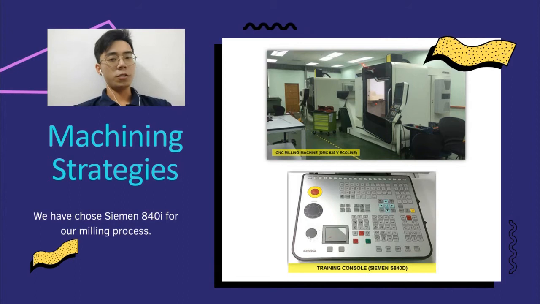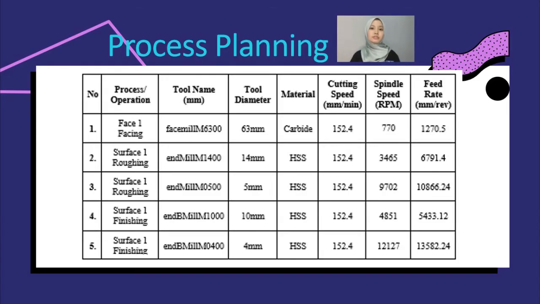Machining strategy. We have chosen the Siemens 840D for our milling process. This is a CNC milling machine. This is the process planning of the alternator cover.